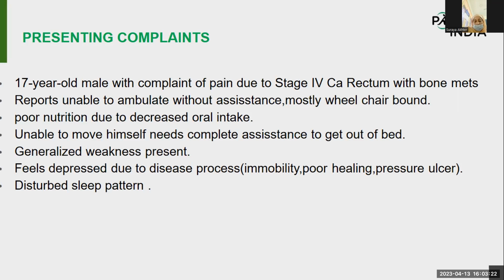Presenting complaints. A 17-year-old male, a case of stage 4 CA rectum with bone mets. Reports being unable to ambulate without assistance, mostly wheelchair bound, because whenever he comes to the pain clinic he is totally dependent on his attendants and always comes in a wheelchair. He has become very weak. Poor nutrition due to poor oral intake, as the patient is not able to take food orally, and he needs complete assistance to get out of bed.